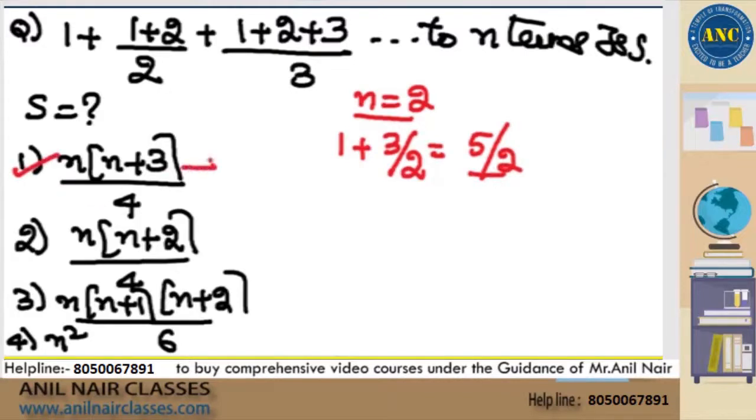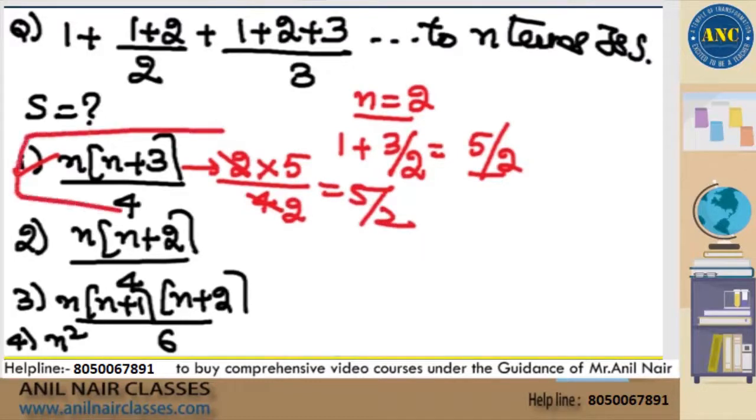Put n value 2 in the options. So 2 into 2 plus 3 is 5, 5 by 4. 2 ones are 2, 2 twos are 4, so it is 5 by 2. Answer is n into n plus 3 by 4.